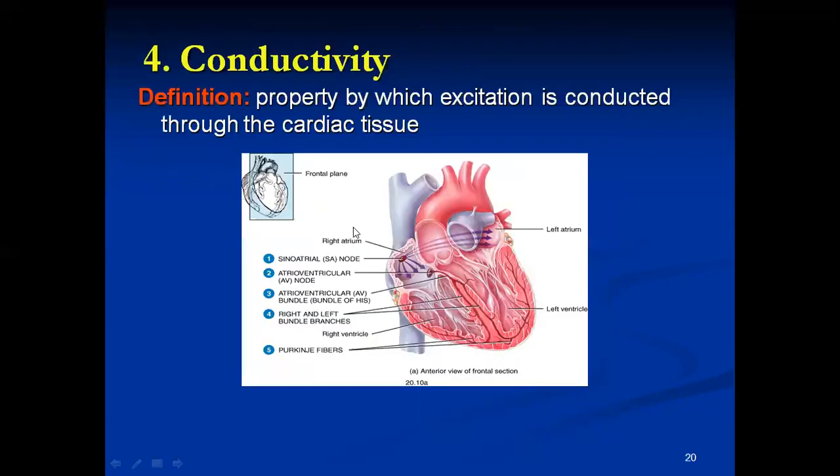Next is conductivity. It means the property by which excitation is conducted through the cardiac tissue. See, this is the diagram, frontal plane view. Here you can see all the parts: SA node, AV node, bundle of His, Purkinje fibers.